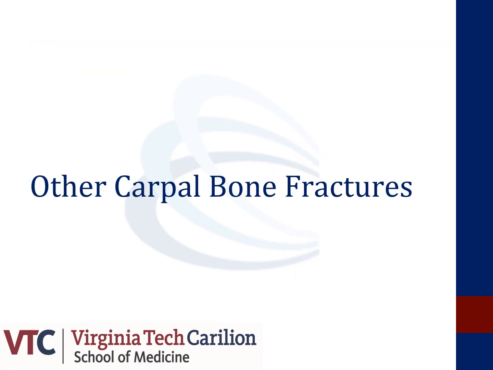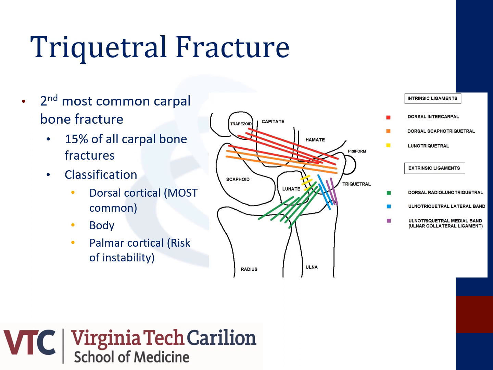Going into other carpal bones, the triquetral fracture is the second most common carpal bone fracture. It comprises 15% of all carpal bone fractures. It is classified as either dorsal cortical disruption, which is the most common, fracture through the body, or palmar cortical disruption, which is a risk factor for instability.